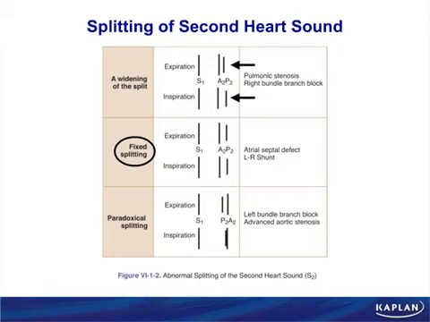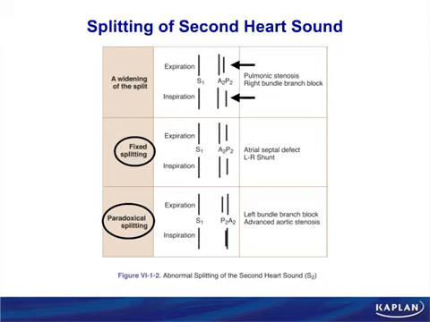Now, notice the bottom panel. This is what we refer to as paradoxical splitting of the second heart sound. Now, in this person, notice that the pulmonic component is closing before the aortic. And you can hear that on expiration. So in expiration, you hear lub-dub-dub, lub-dub-dub. But then you ask the patient to breathe in, and the split goes away.